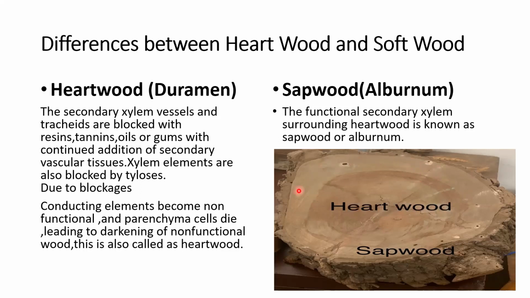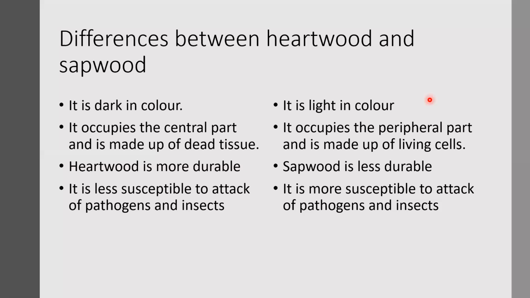And this wood which is surrounding the hardwood is again new secondary xylem which is being produced every year. So this will be able to conduct water and minerals for the plant. Hardwood is also called duramen, and sapwood is also called alburnum. What are the differences between hardwood and sapwood? As we have seen, hardwood is dark in color and sapwood is light in color.